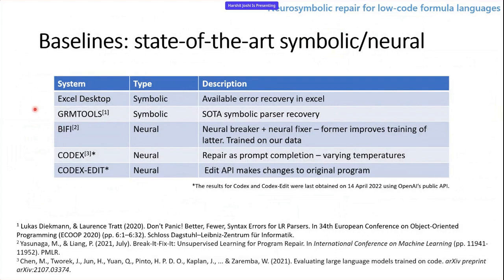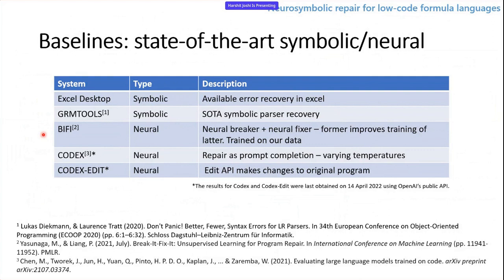First of all, we evaluate how the existing error recovery tool works in Excel, and by what degree we can improve this existing system. Then we compare to GRM tools, which is the state-of-the-art symbolic parser recovery system. The next system that we evaluate is BiFi. It is a transformer model which has two neural components. One is a neural breaker and the other is the neural fixer. Both of them are trained simultaneously, where one module first tries to break the good formula, and then the broken formula needs to be repaired by the neural fixer.